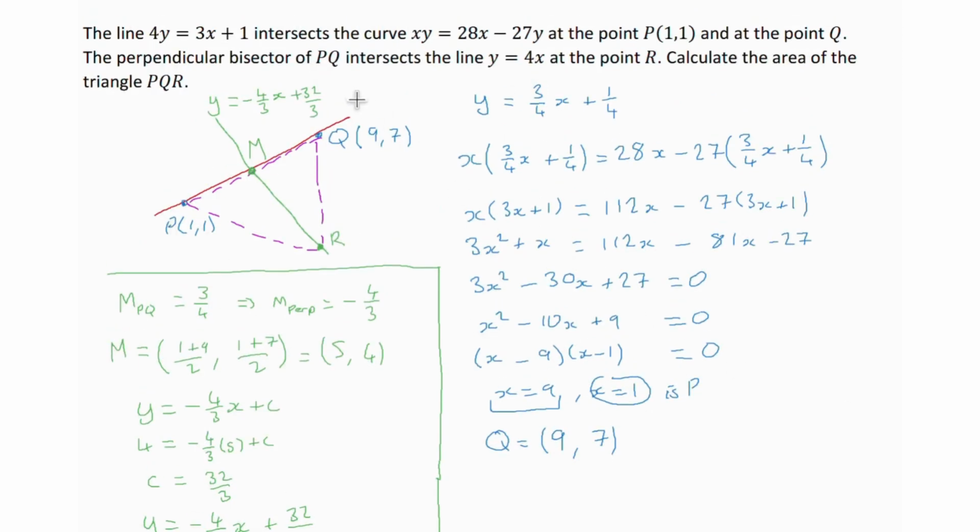That red line was, well, why did I write this in red? Because that will make it easier to compare. It was this original equation we started with, which was y equals 3/4 x plus 1/4. And now what we know is that R is when this line here intersects with this orange line, y equals 4x. So now we need to know when this green line intersects with this orange line.